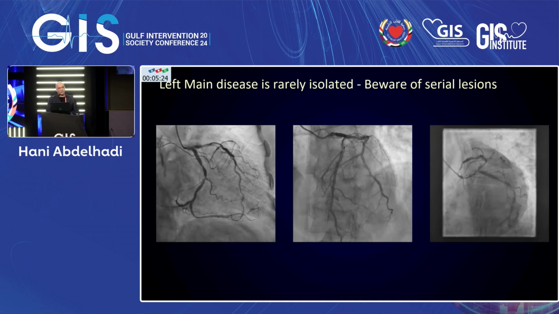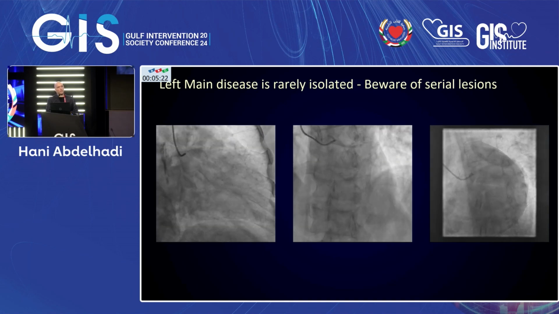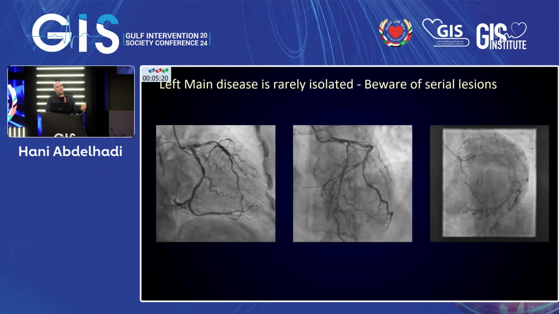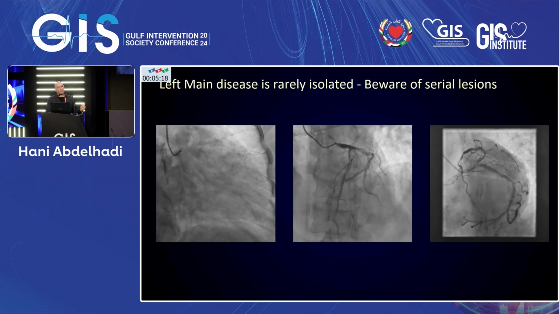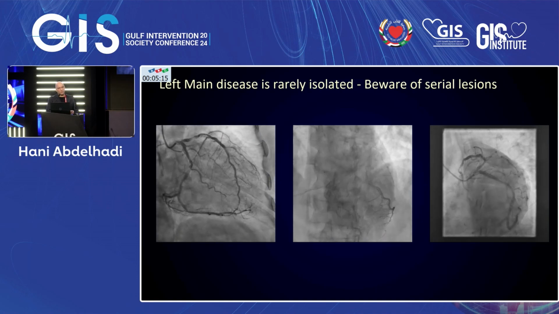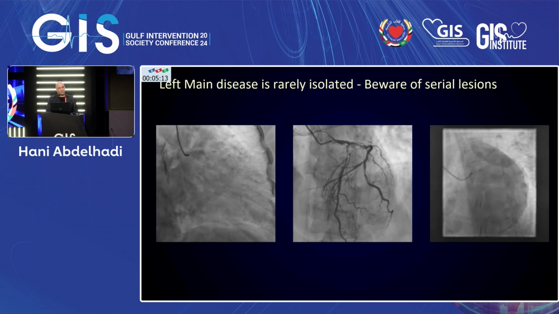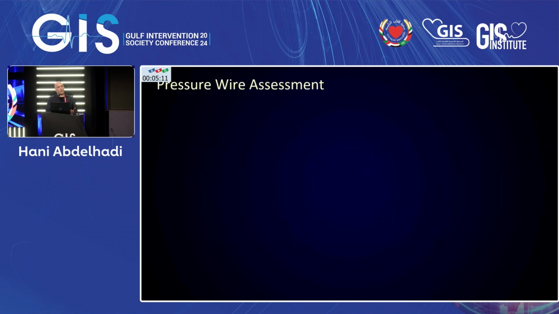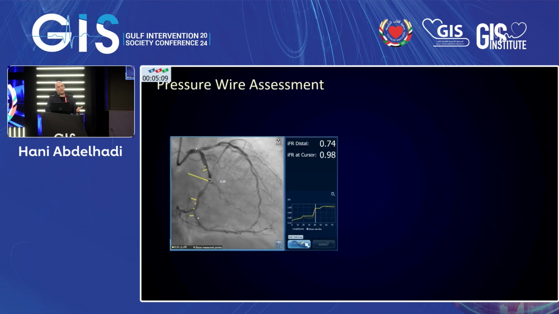It's calcific, it's eccentric. There is what appears to me initially to be this moderately severe mid-circumflex disease. I didn't think it was angiographically critical. And there's, of course, this severe proximal LAD disease. So we started off with our pressure wire assessment. And the first thing is we did an iFR pullback of the circumflex, and it turns out that this lesion is actually very ischemic.